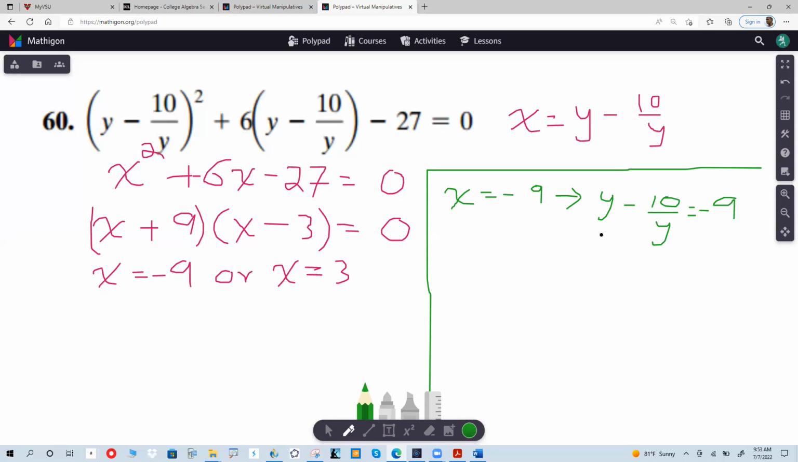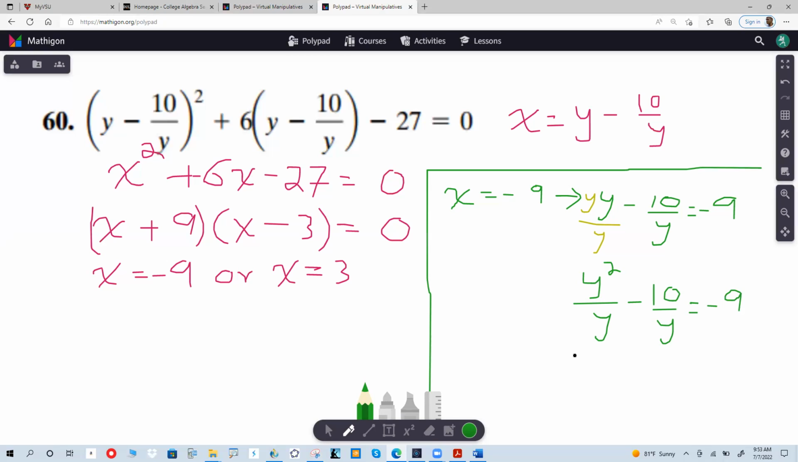I need to have the same denominator. I'm going to multiply both top and bottom by y of this first fraction. You can do it as long as you're doing the same thing on the top and bottom; same thing means multiplication or division. You get y squared over y minus 10 over y equal to negative 9.